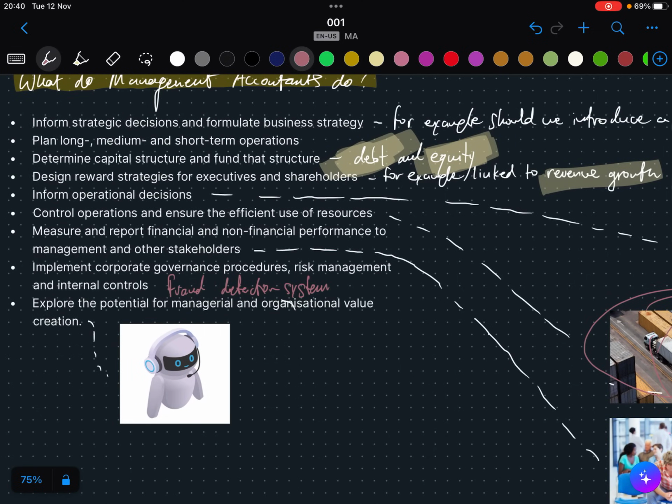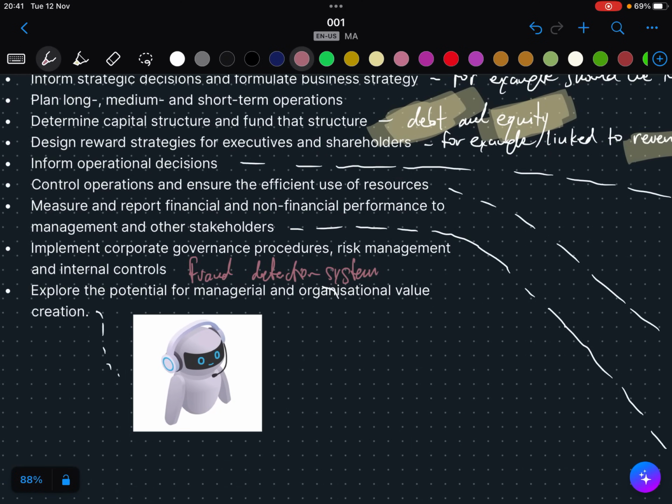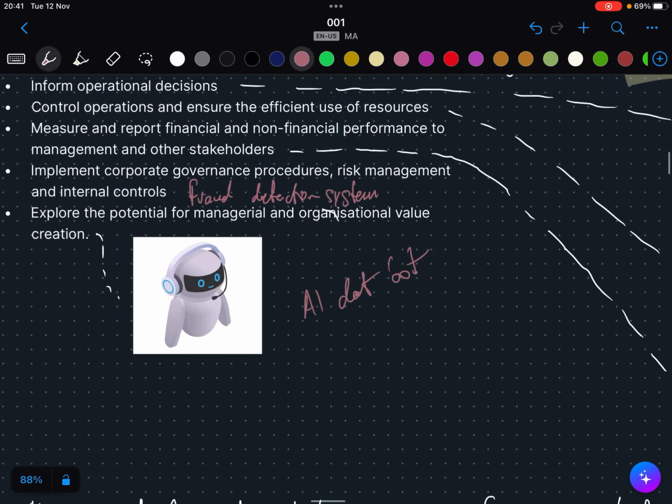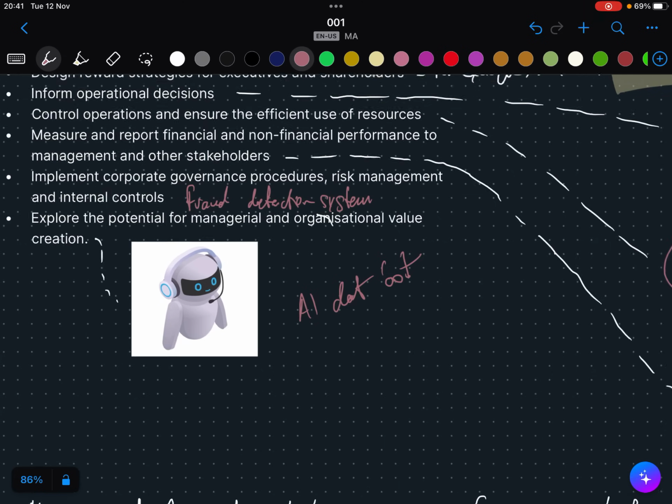Finally, exploring the potential for managerial and organizational value creation. Well, that could be, for example, the implementation of an AI chatbot that would lower labor costs and improve customer experience. Customers, instead of calling to get answers to simple questions, could instead just chat with the bot.